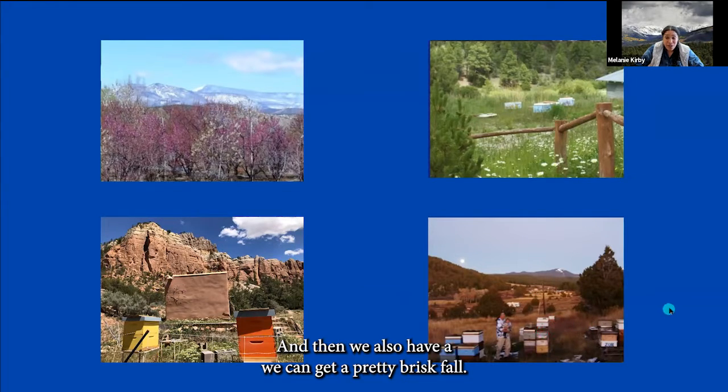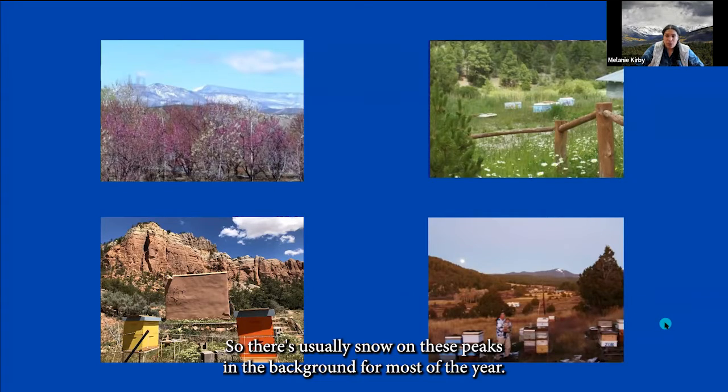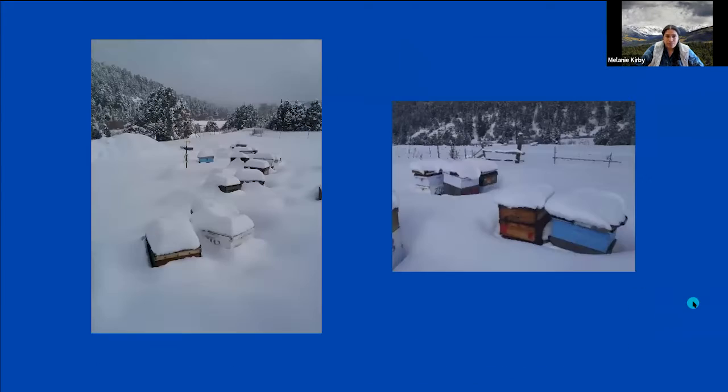And then we can get a pretty brisk fall. I've seen snow as early as August 16th in our area. Of course, it melts right away. And I've seen it as late as June 10th. So there's usually snow on these peaks in the background for most of the year. And here's some winter shots. So believe it or not, this is northern New Mexico in the winter if we have good snowpack.